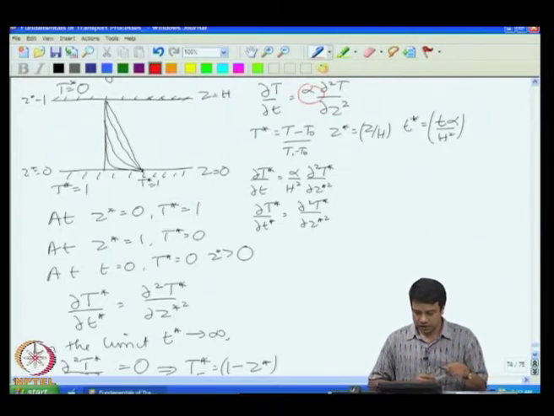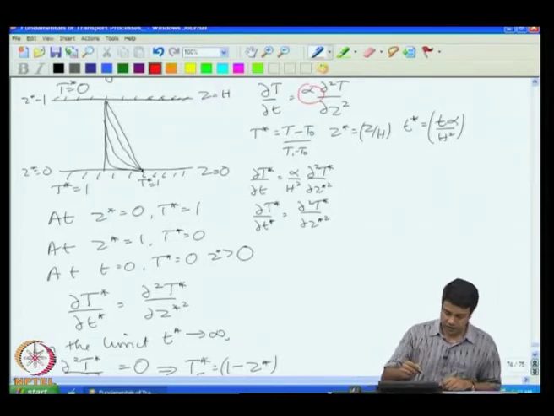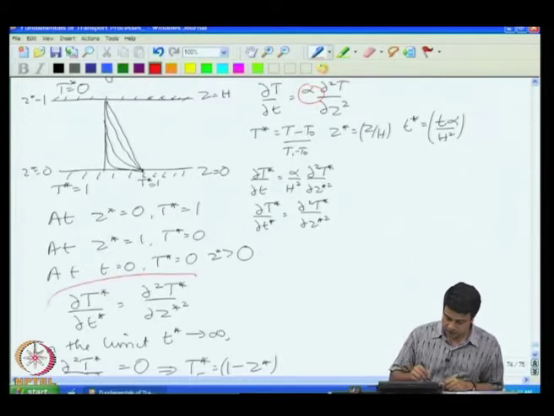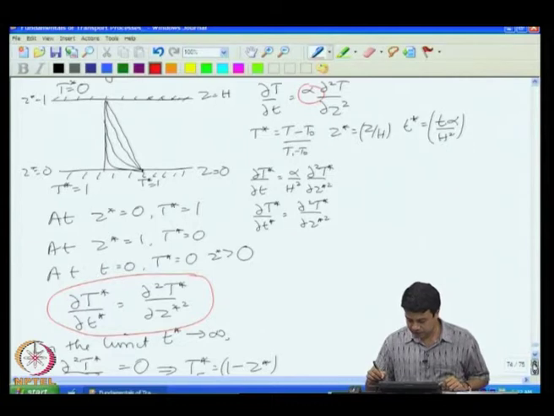And if I put this in, I get a scaling for the temperature. Since only alpha and h are the only parameters that I have, I can get only one scale for time, t star, which is t times alpha by h square. And if I put that in, I finally get an equation in terms of the scaled variables, which contains no dimensional parameters in it.